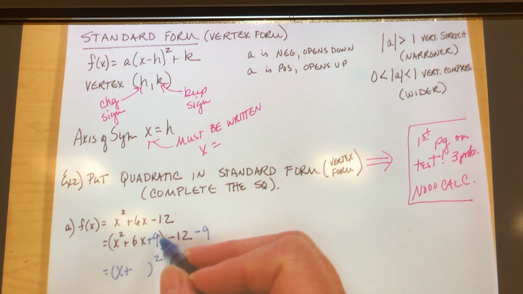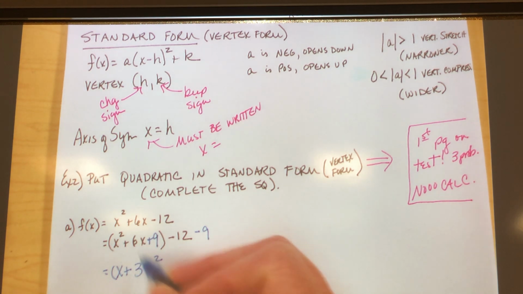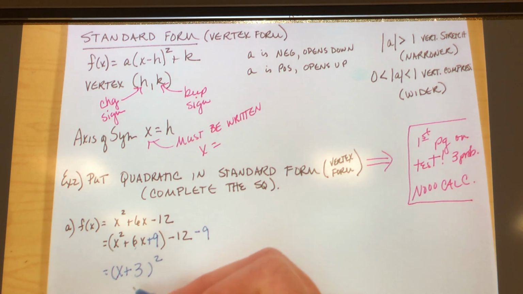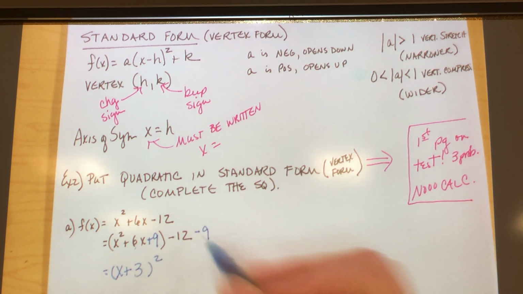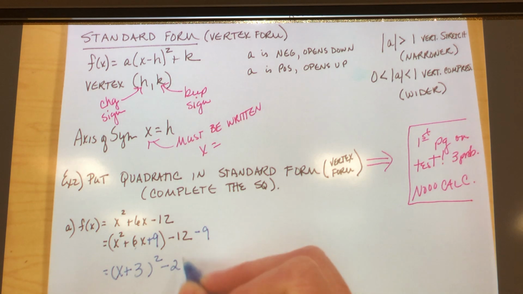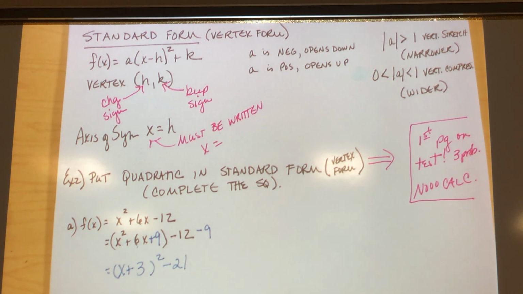What's the square root of 9? What's half of 6? Do you see what I'm saying? They should be the same number. If they're not, you messed up somewhere. What's negative 12 and negative 9? Negative 21. That's it. What's my vertex? Negative 3. Negative 3, negative 21.